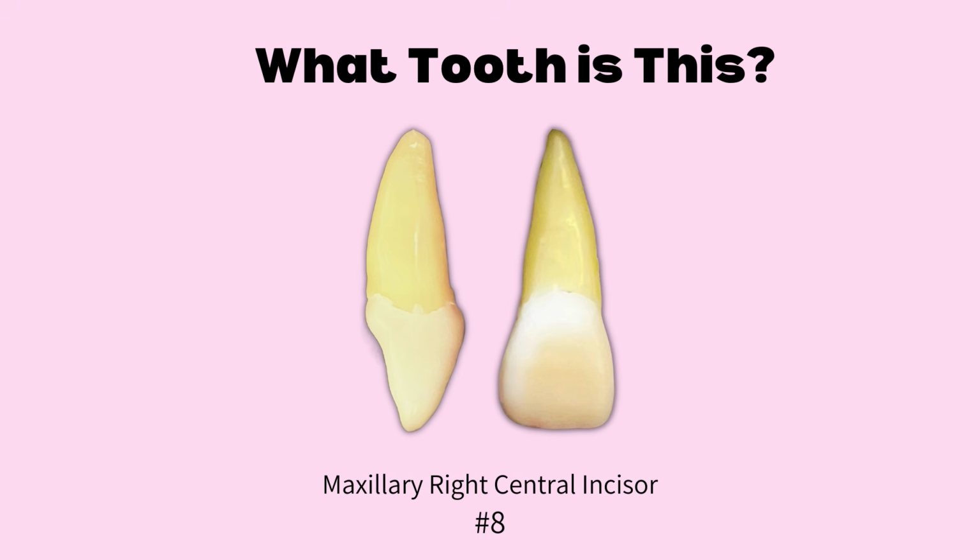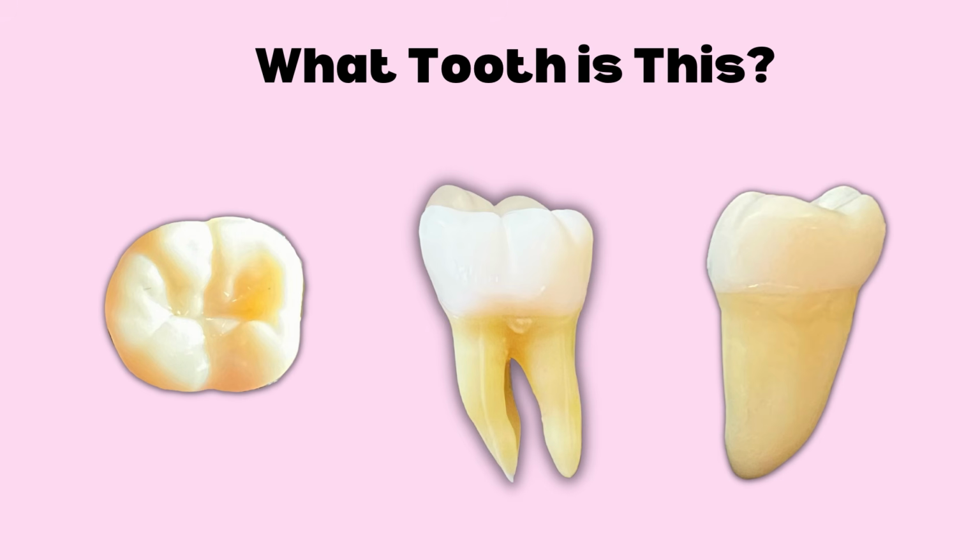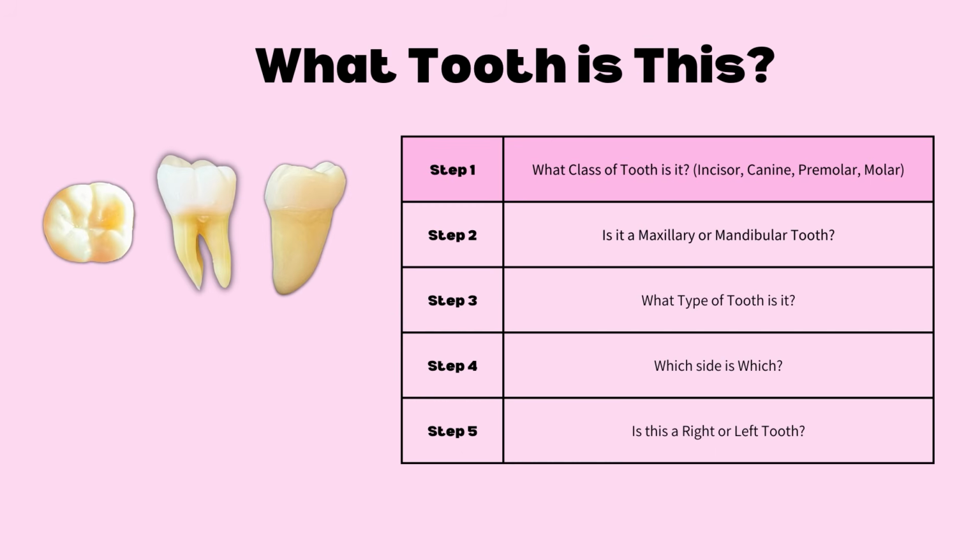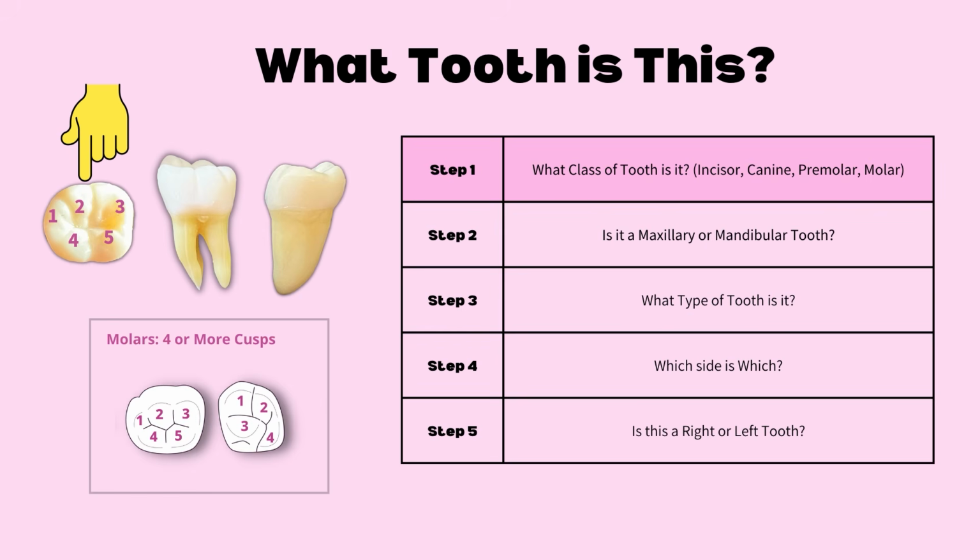Let's do another tooth, a posterior tooth this time. What tooth is this? Let's start by figuring out what class of tooth this is. I see multiple cusps here. In fact, I see 5 cusps. A tooth with 4 or more cusps is a molar. So this is a molar.